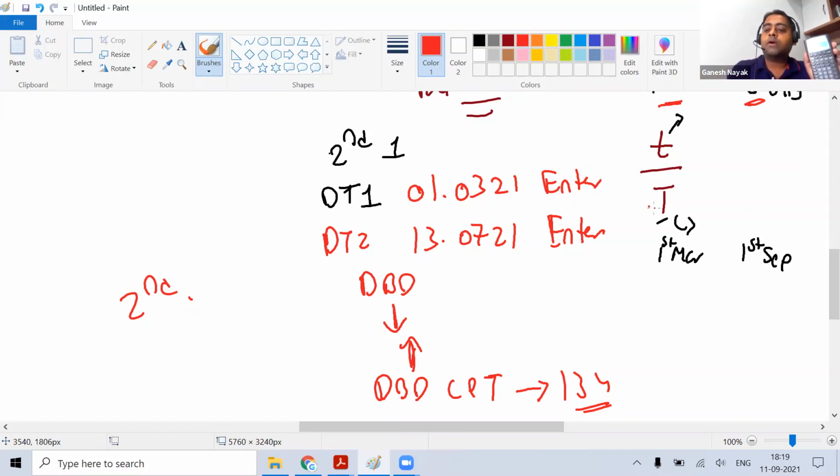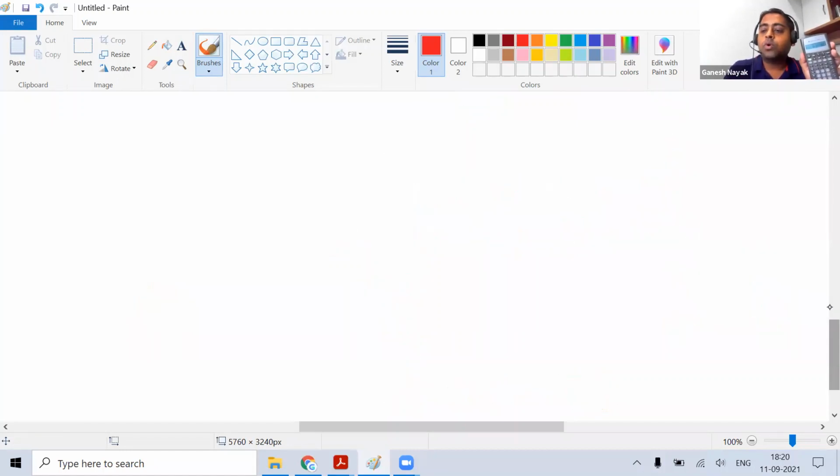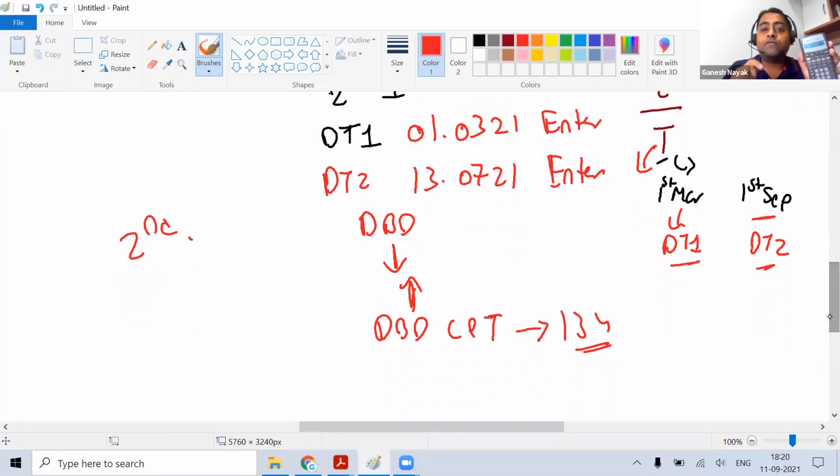Now, if I want to calculate this bigger T, I will have to put this 1st March in DT1 and this 1st September in DT2, right? See, 1st March is already there in DT1 because we have already added. So what you can do is press up and reach DT2, and you will have to put 1st September 2021 into that. So how will you do it? You will add this 01.0921 and then press enter.